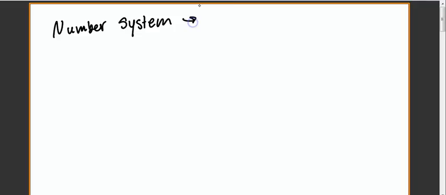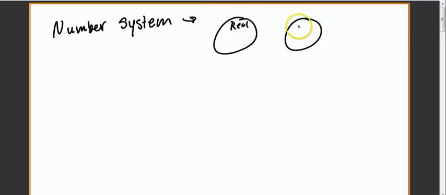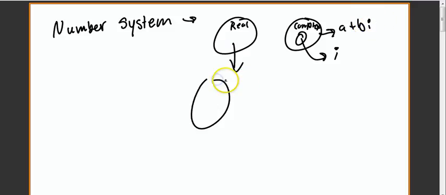So quick review of that. You have your real numbers, and then you have your complex numbers. Imaginary numbers are just pure numbers with i in it. So complex numbers are a plus bi, where a is a real number and b is a number multiplying an i term. Then within your real numbers, you have your rational and irrational.